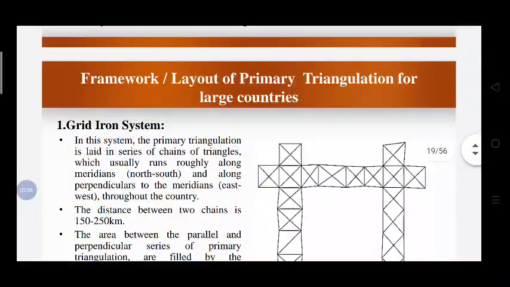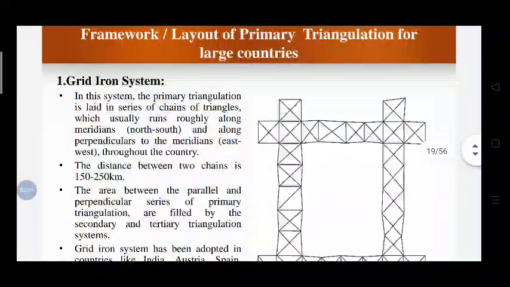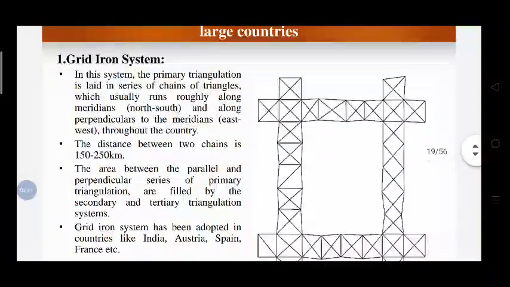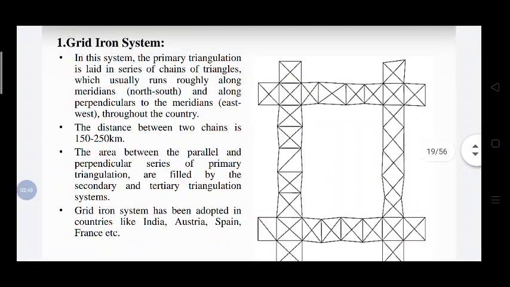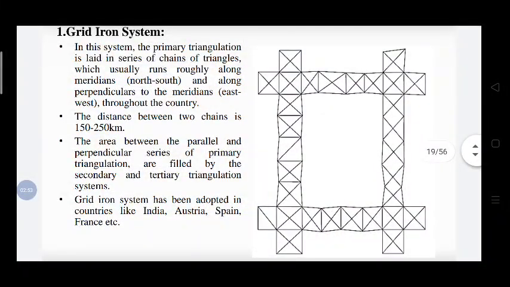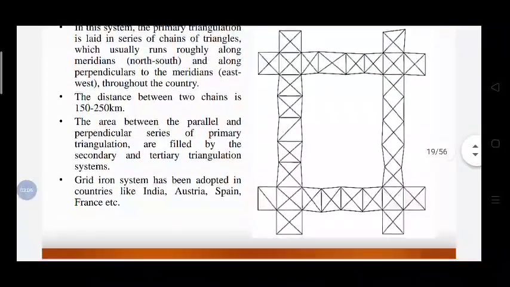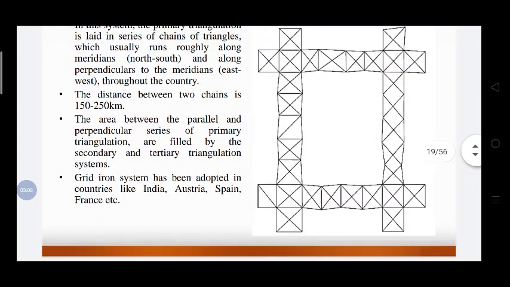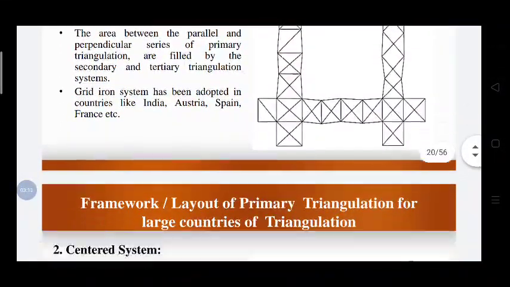The framework or layout of the primary triangulations for large countries: first one is the gridiron system. In this, the chains of triangles run in two directions, one parallel to the north south direction and one perpendicular to north south, that is, the east west direction. The distance between two chains is 150 to 250 kilometers, and the area in between the parallel and perpendicular series of primary triangulation is filled by the secondary triangulation. This gridiron system is mostly adopted in countries like India, Austria, Spain, France, etc.